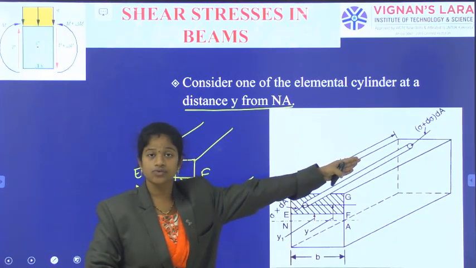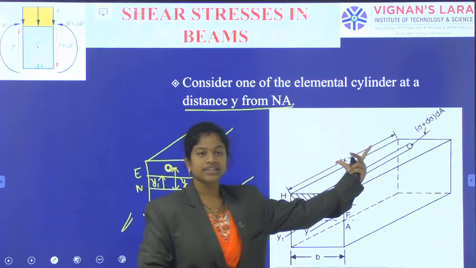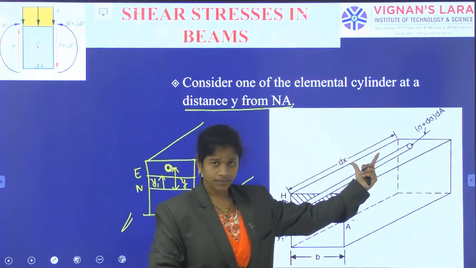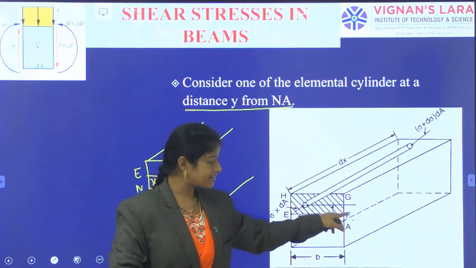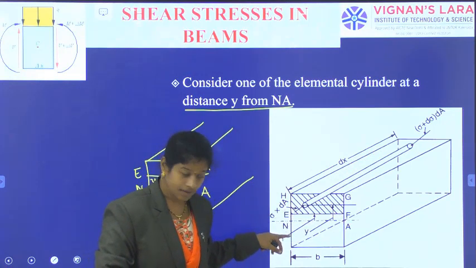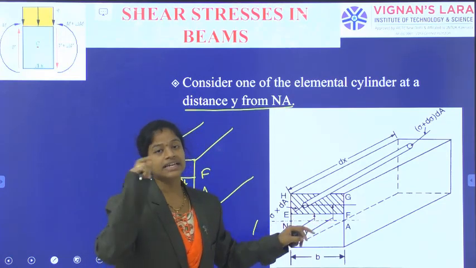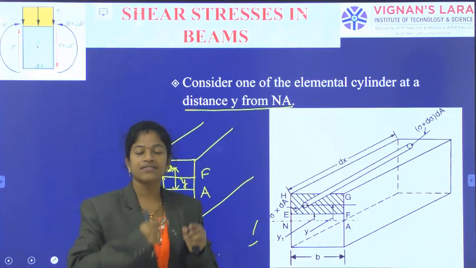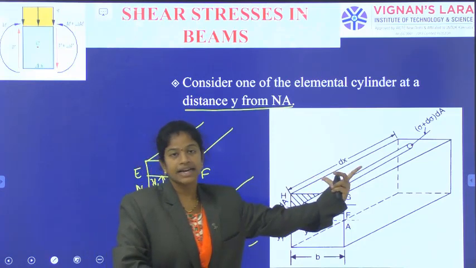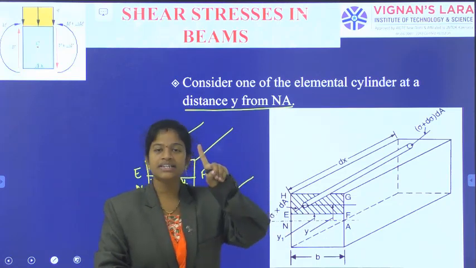Back side is the cross sectional view of the CD section, having the width B, total depth D, and the length dx. The level EF is indicated at y1 distance, and above the level EF many cylindrical elements will be there, each having area dA and the length of the cylindrical element as dx. Of those elements, I am considering one cylindrical element.